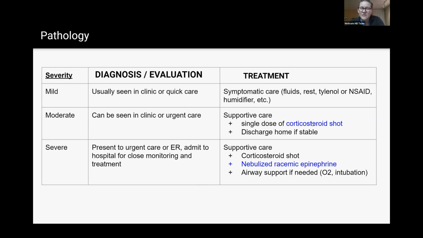If you're more concerned about their respiratory status or their airway status, maybe they come to the emergency room at nighttime, their parents are freaking out, or the kid just isn't looking good, then of course you can admit them to the hospital. You can give them the supportive care, the steroid shot, and the nebulized racemic epinephrine, which I'll talk about on the next slide. And if they need additional airway support, like supplemental oxygen, or, though it's very rare in croup, if they did need to be intubated, then of course you would do that.